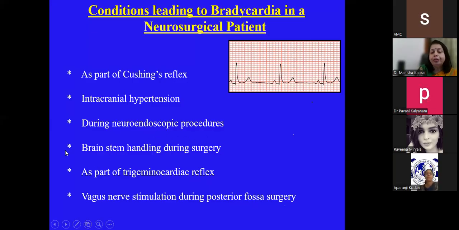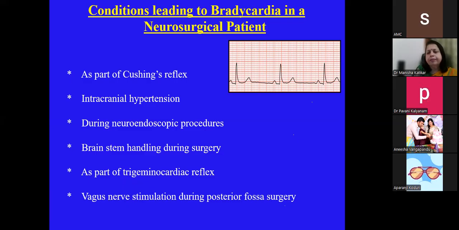Brainstem handling during surgery. This is again a very important thing. You have to identify this. Your vigilance will identify this. And once you know that handling of brainstem is causing this kind of bradycardia or hypertension, you have to just request the surgeon to stop the handling. Usually, once that surgical stimulus goes, the bradycardia will get corrected itself. So this is very important, and you have to be vigilant for this, because of excessive brainstem handling.